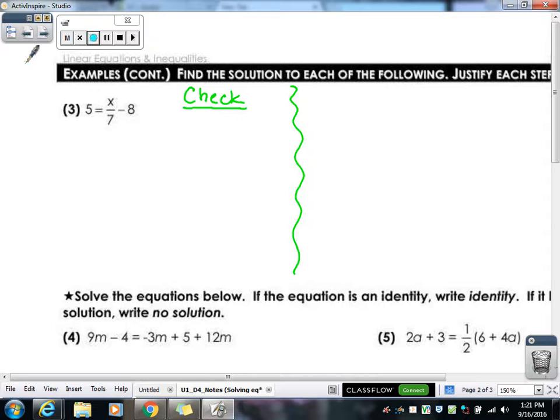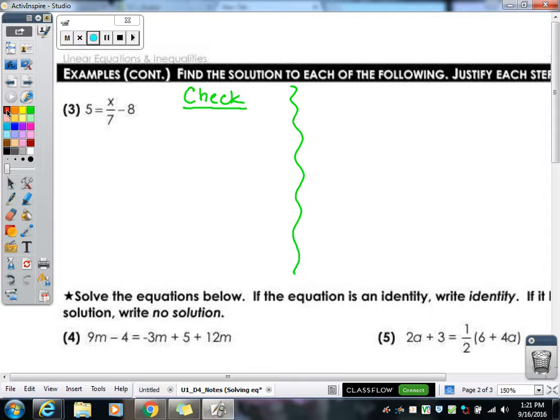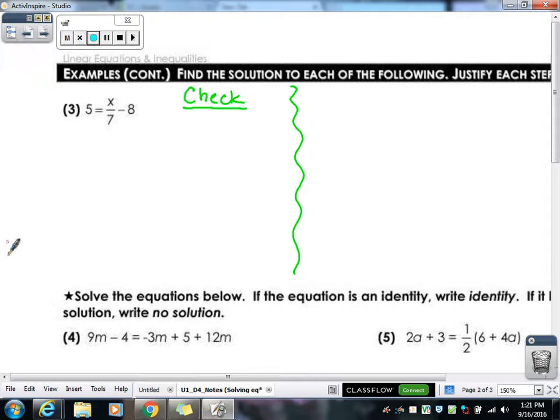Let's solve it first and check it, and then we're going to write all our reasons, okay? So the first thing is we're going to add 8 to both sides, right? And a lot of you, when you see a fraction, all of a sudden you freeze and say, I don't know what to do. Just make believe it's just an x. If you thought it was just an x, you would just add 8 to both sides, right? So it's going to give me 13 equals x over 7.